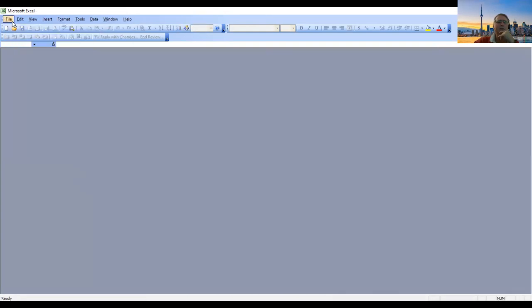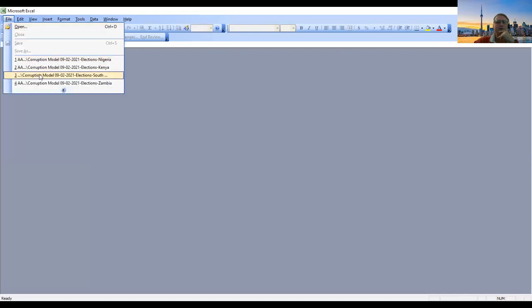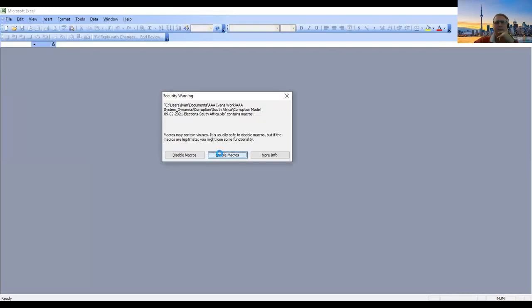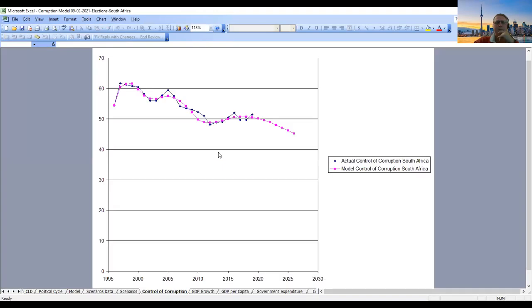So we'll close that and bring up South Africa. And here is South Africa. You see South Africa started a little higher than the other countries at around 55 out of 100. It increased for a while, then it started a steady decline. And we project that if nothing changes, it will continue to decline in the future.